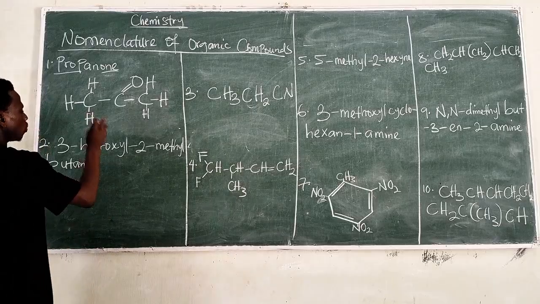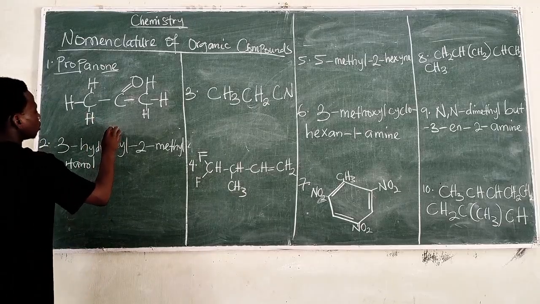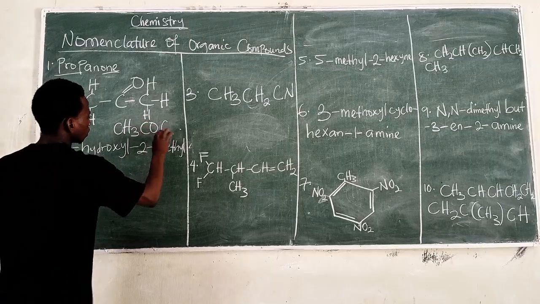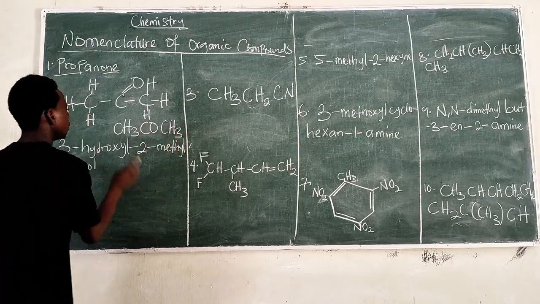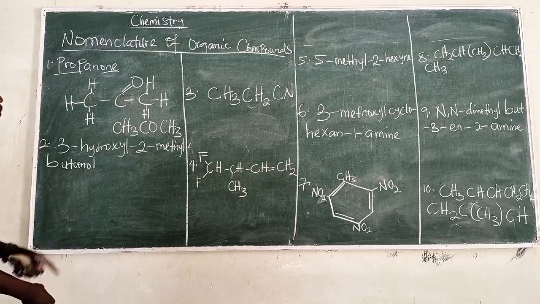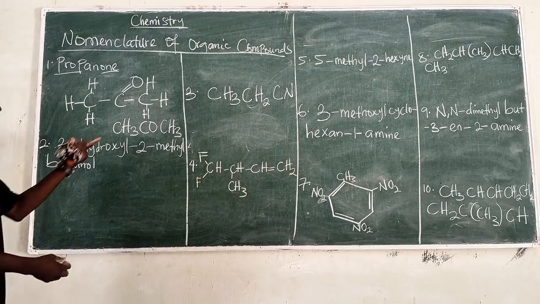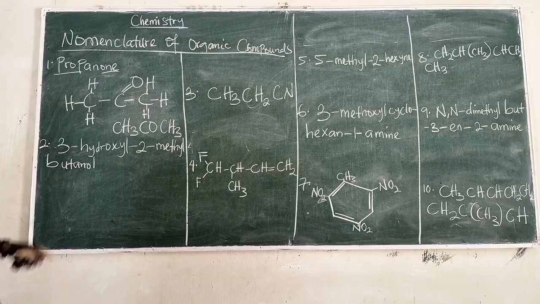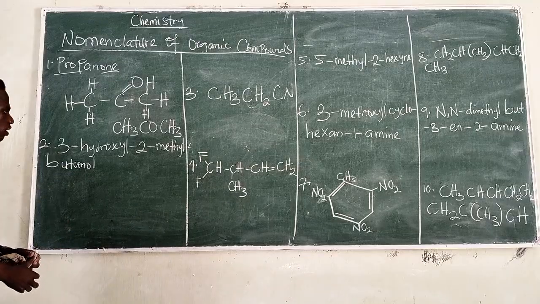So the condensed structure of this particular name is CH3COCH3. So this is the condensed structure of propanone. So you can either go with this particular structure or this. Either way, you're correct.